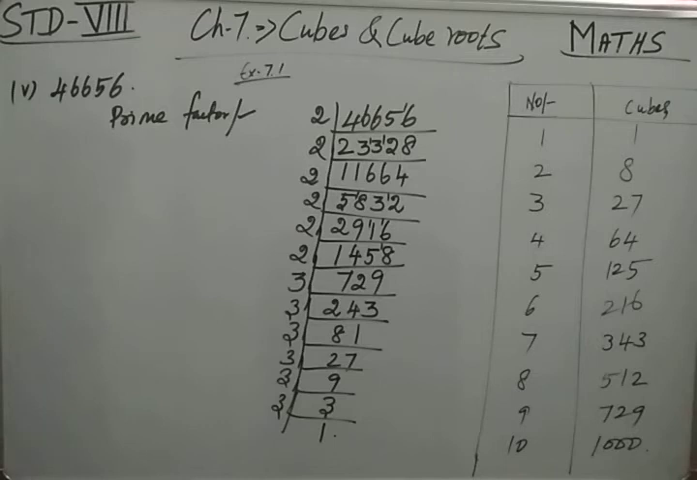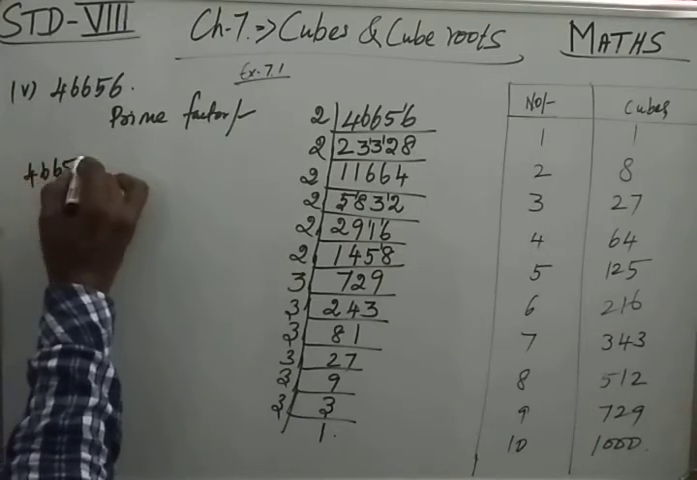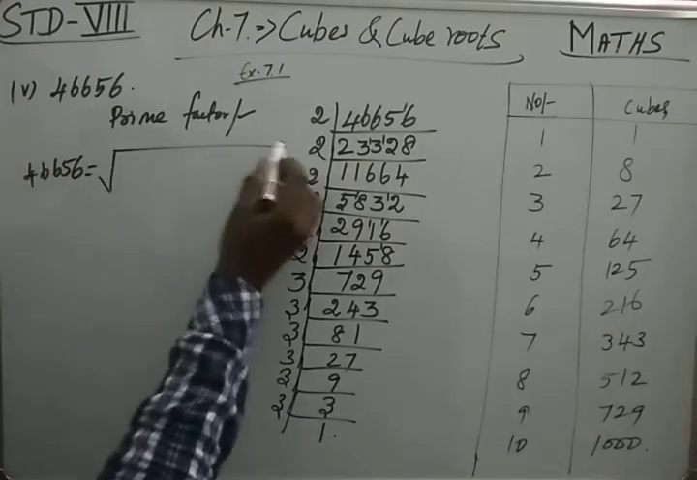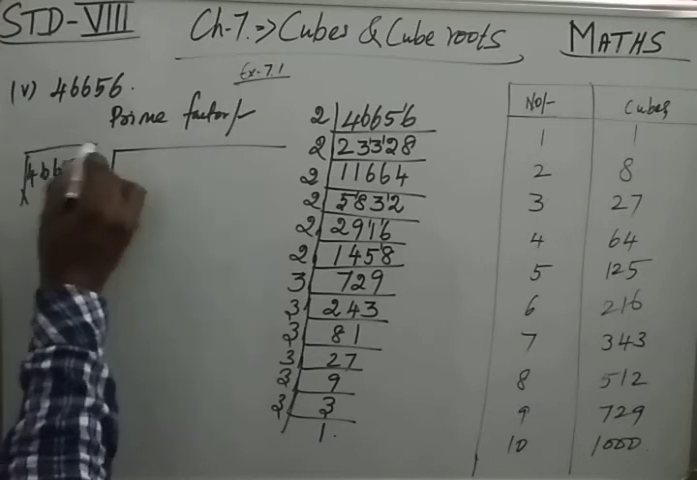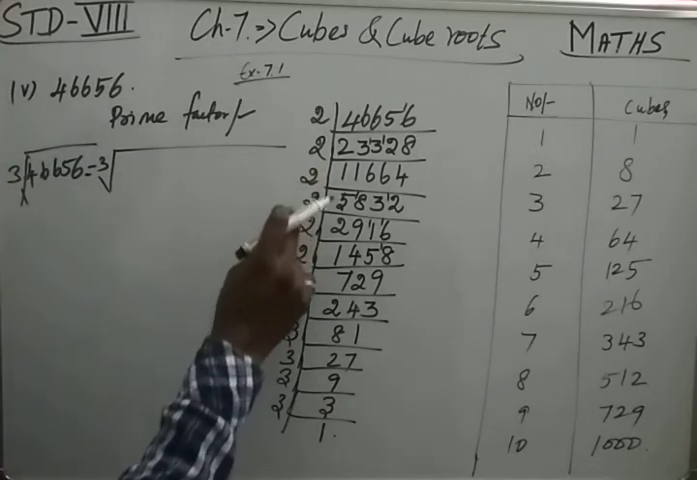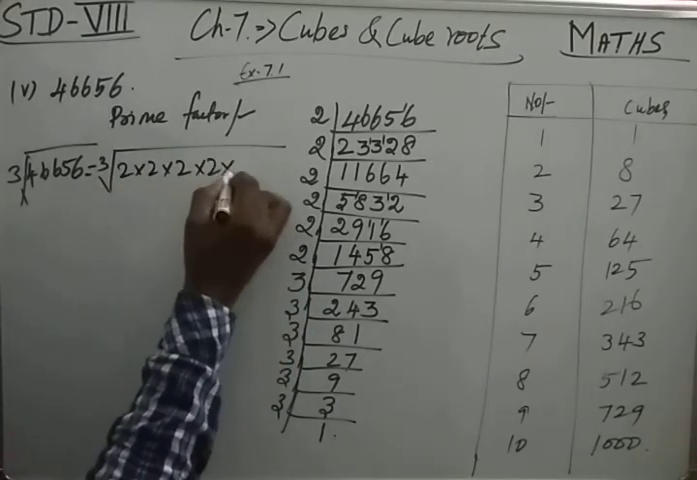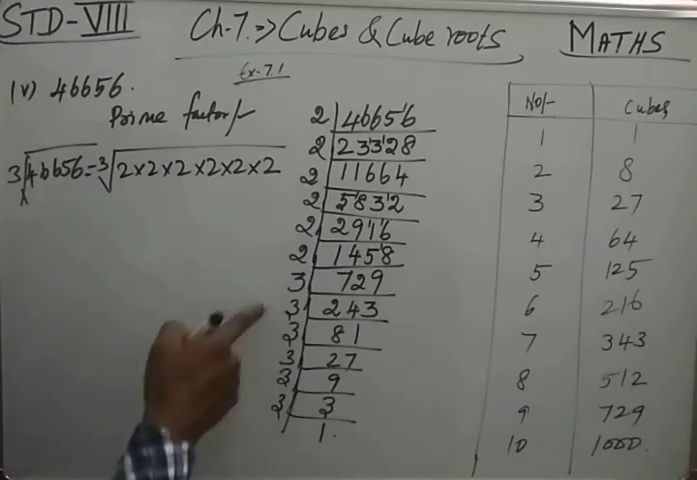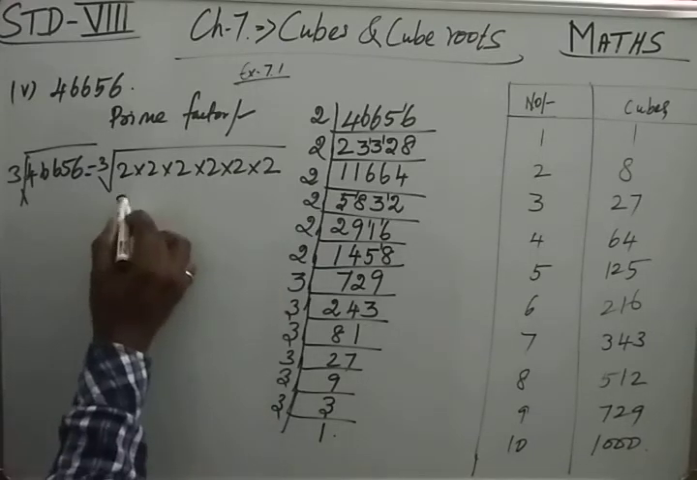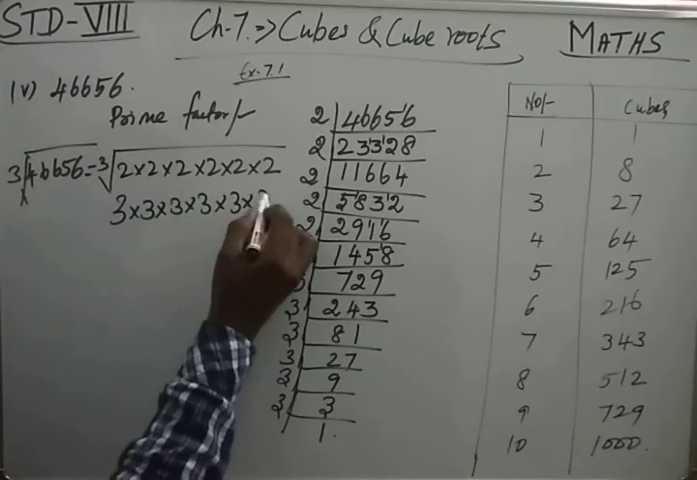Okay, this one you can see whatever we have taken here. So far from here we can write 46656 is equal to, in the cubic value, we can write 1 2 3 4 5 6, 1 2 3 4 5 6, 1 2 3 4 5 6, 1 2 3 4 5 6.